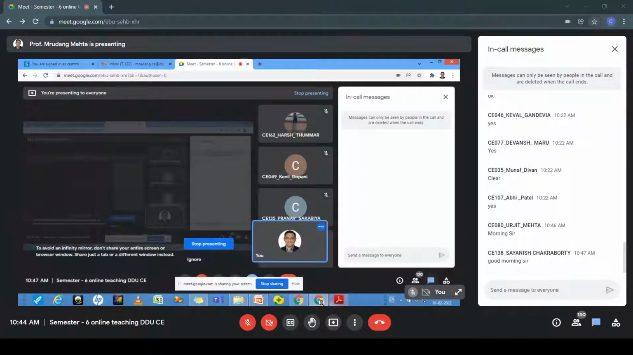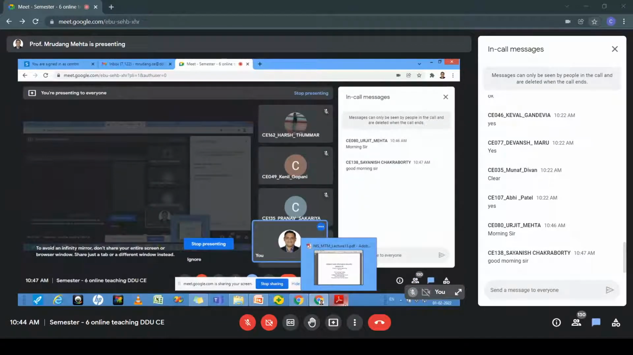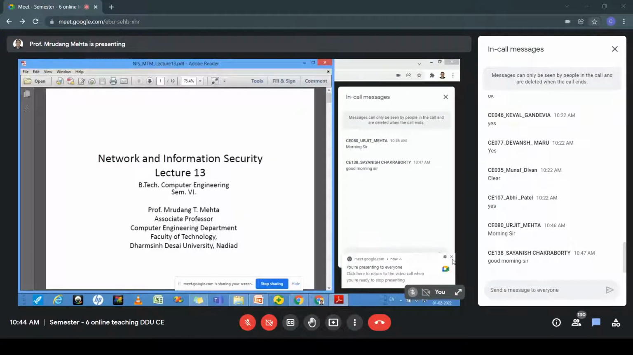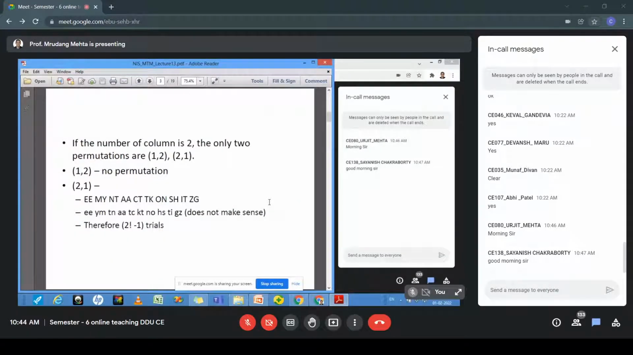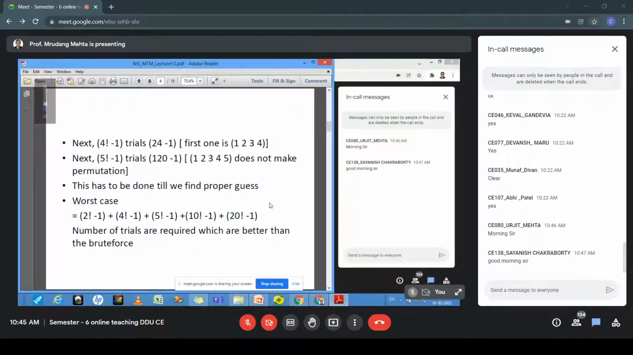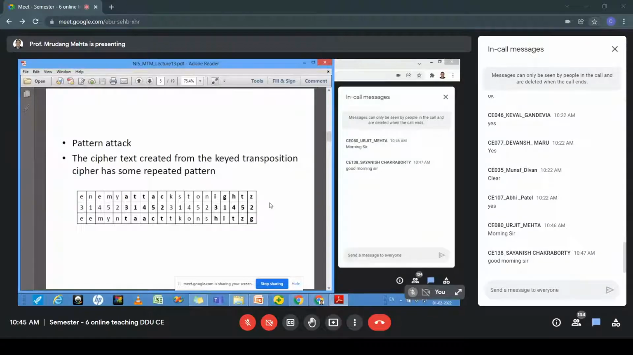So in the last class, I started the discussion of the data encryption standard. A quick review of that, and then we will proceed to today's discussion. In the last class, I also explained transposition cipher cryptanalysis. We discussed another approach that is better than brute force, and then we saw the pattern attack.